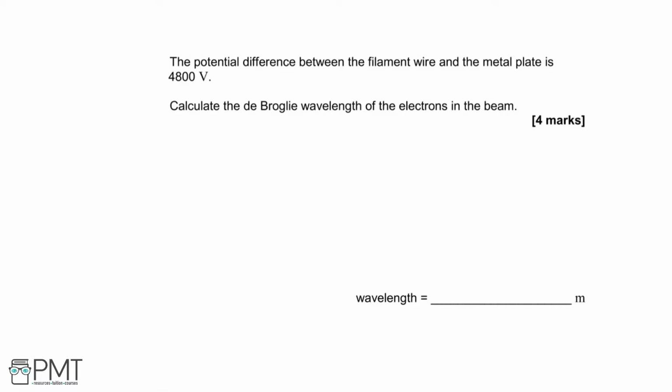The potential difference between the filament wire and the metal plate is 4,800 volts. Calculate the de Broglie wavelength of the electrons in the beam. Now, as soon as you see that phrase de Broglie wavelength, you should think of the de Broglie wavelength equation, which is lambda equals h divided by mv, where lambda is the de Broglie wavelength, h is Planck's constant, m is the mass of the electron, and v is its speed or its velocity.